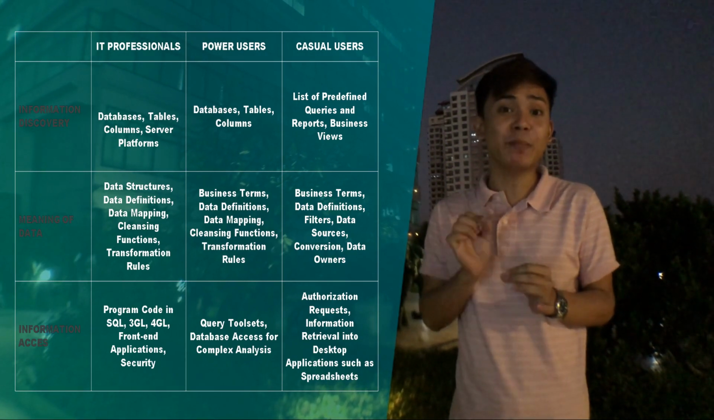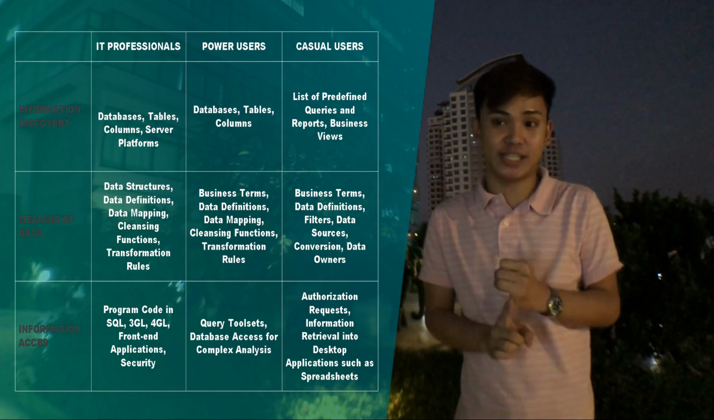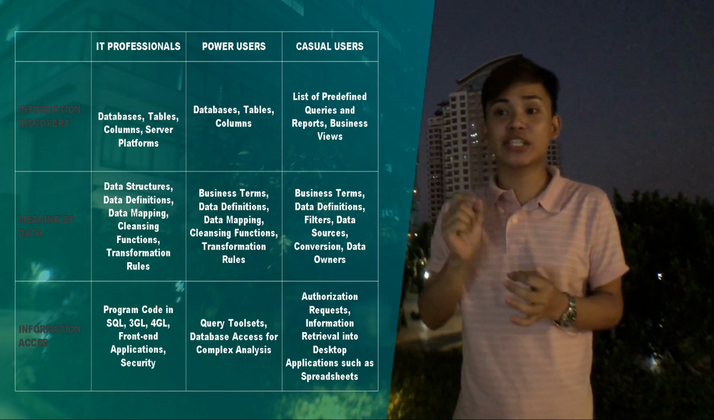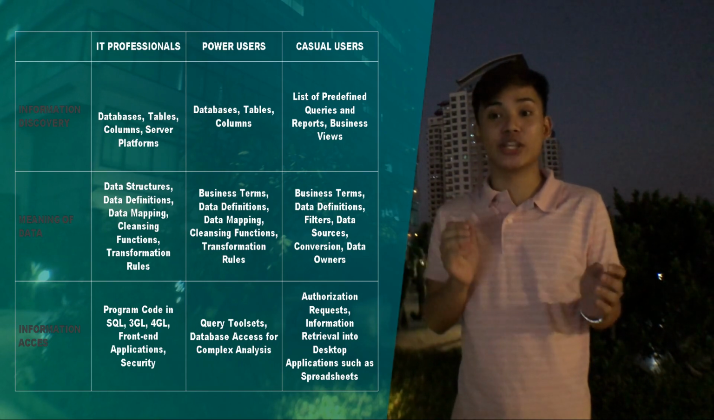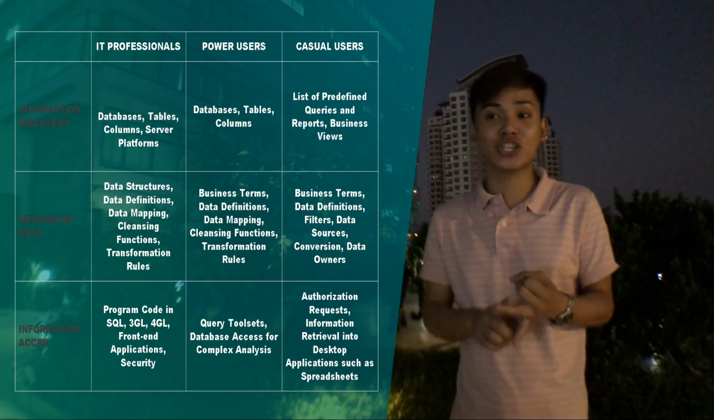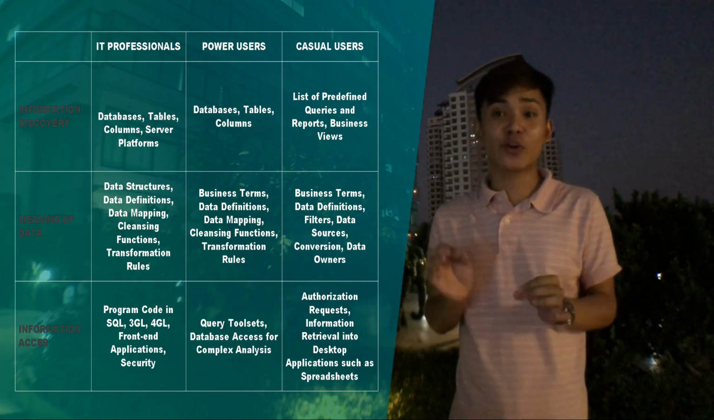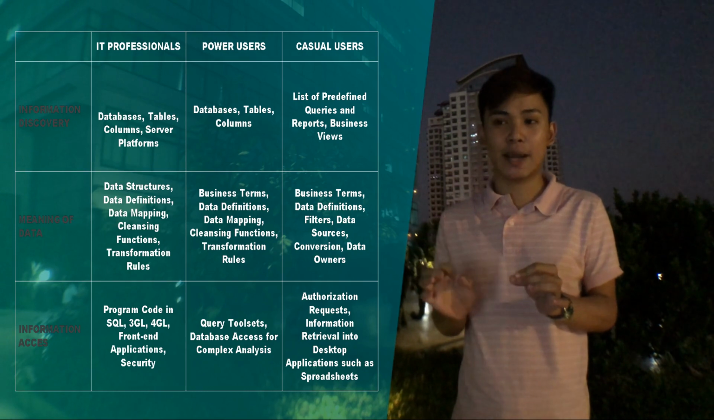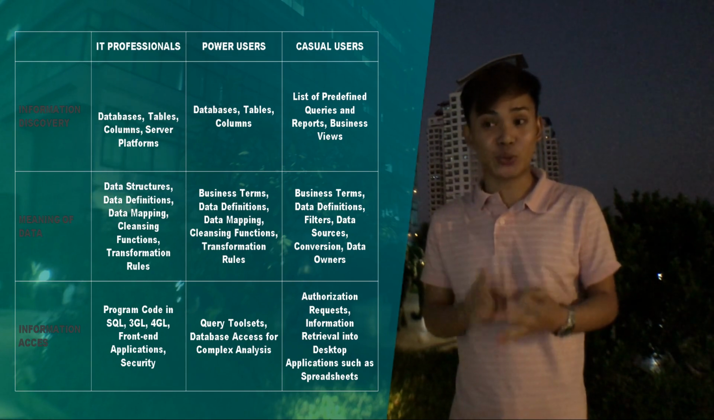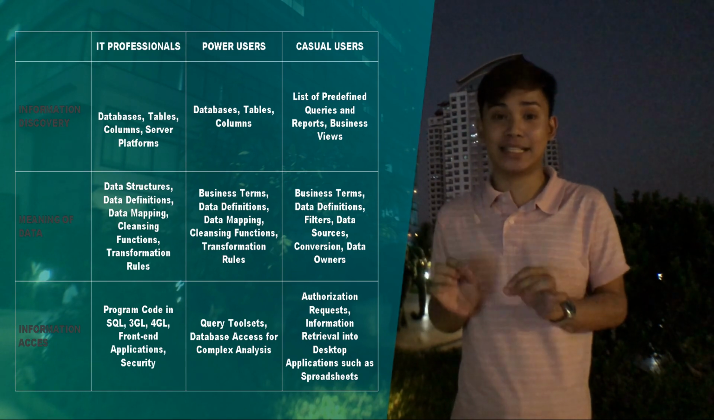Now let us move on to the meaning of data for each users. For IT professionals, the meaning of data are data structures, data definitions, data mappings, cleansing functions, transformation rules. For our power users, their meaning for data or for metadata are business terms, data definitions, data mapping, cleansing functions, transformation rules. Now, for casual users, their meaning of metadata are definition for business terms, data definitions, filters, data sources, conversion, data owners, and lastly, information access for each users.